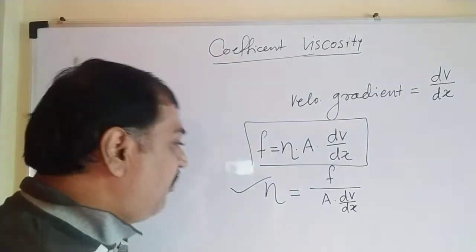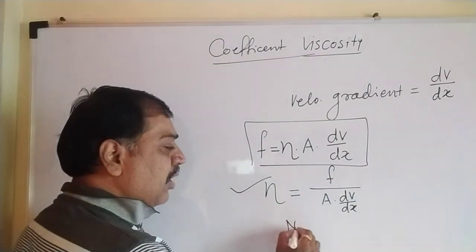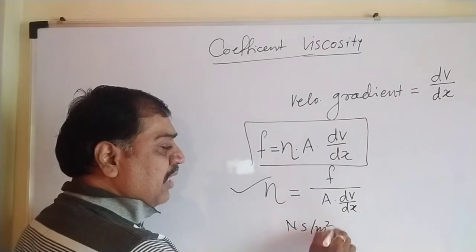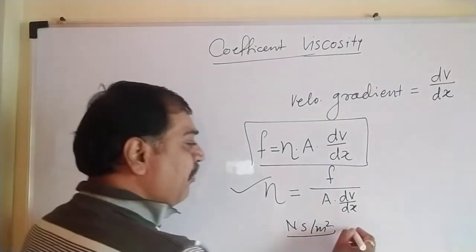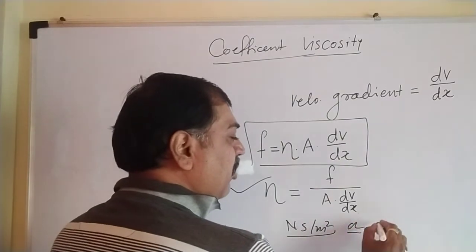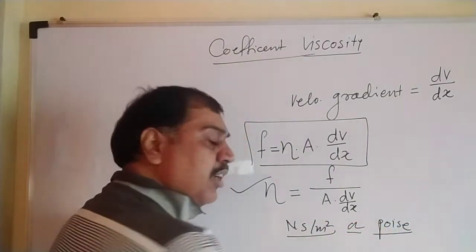And its unit, if you put in the units of all quantities, is Newton second per meter square. This is the SI system unit. In the CGS system, the coefficient of viscosity is represented in another unit, which is called poise.